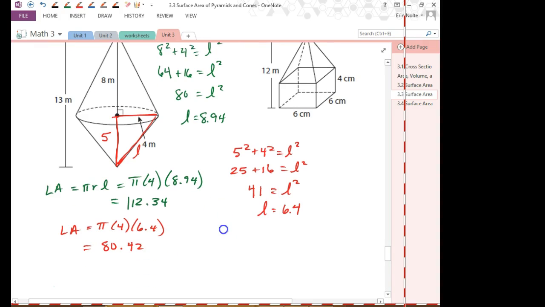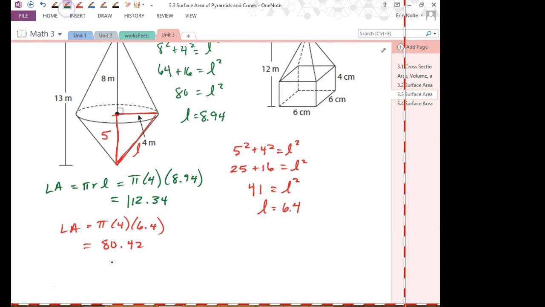80.42. Okay, so then we just add the two together. 112.34 plus 80.42 to get a grand total of 192.76 meters squared.